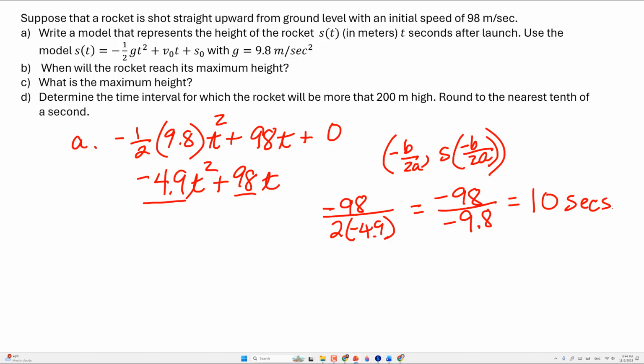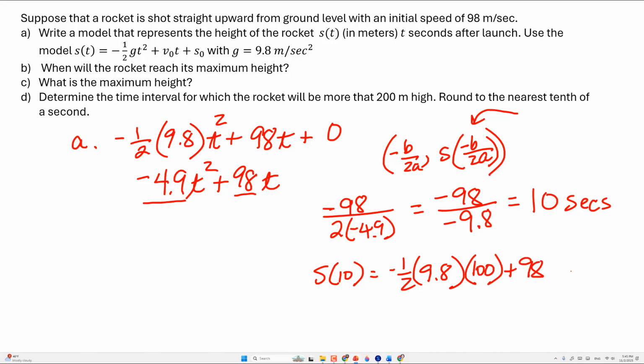So we know the time it takes to get to the maximum height. And now we want to know what is the maximum height. And that's just going to be the value of the function at 10 seconds, which is s of 10. So s of 10 is going to be negative 1/2 times 9.8 times 10 squared, which is 100, plus 98 times t, which is 10. If we punch that into our calculator, we're going to get 490 meters for the maximum height.